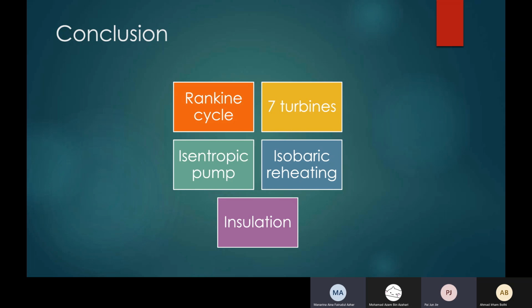Then at the regenerator, isobaric reheating was involved from state 5 to state 6 to preheat the water before entering the boiler. Lastly, most of the heat from the turbine is conserved to avoid the water stream at the turbine outlet from getting overheated and to avoid heat loss to the surrounding. Because if the power plant system was badly insulated, the operation may break down and thermal pollution will occur.